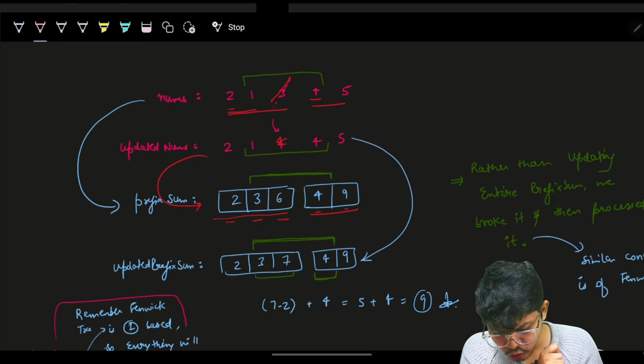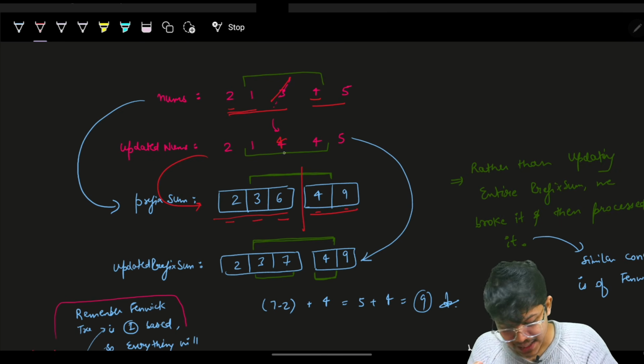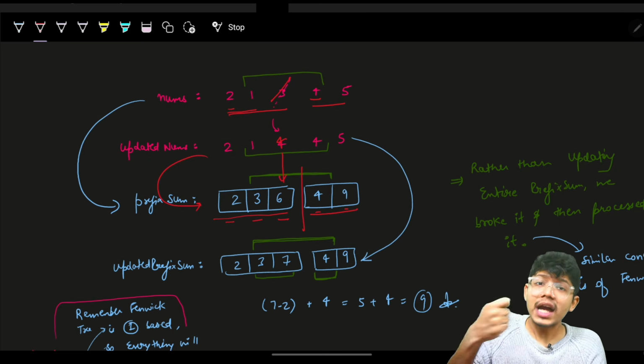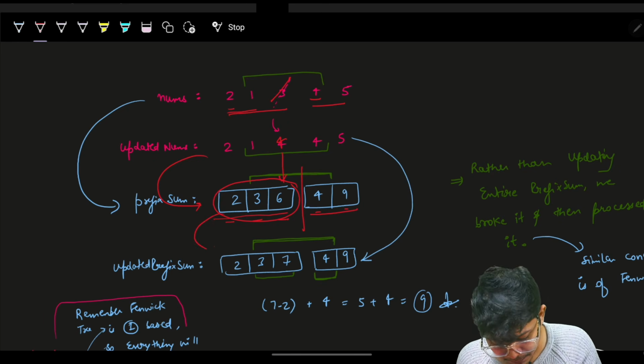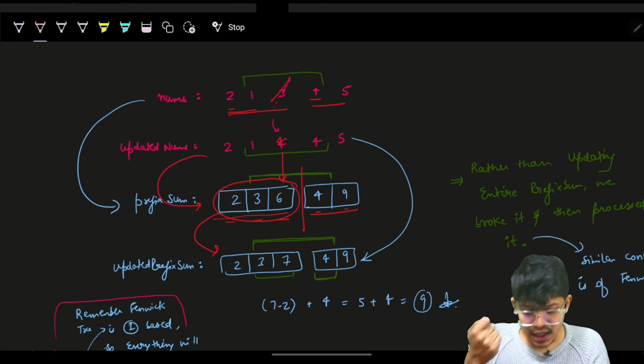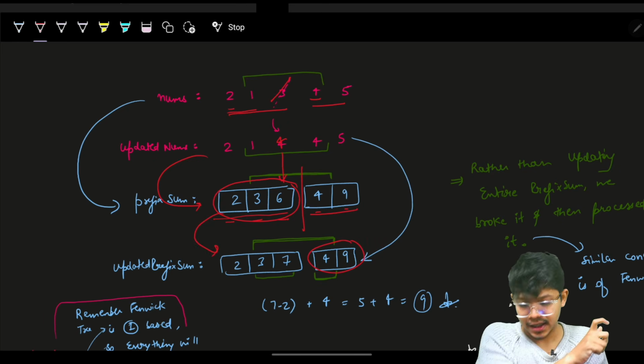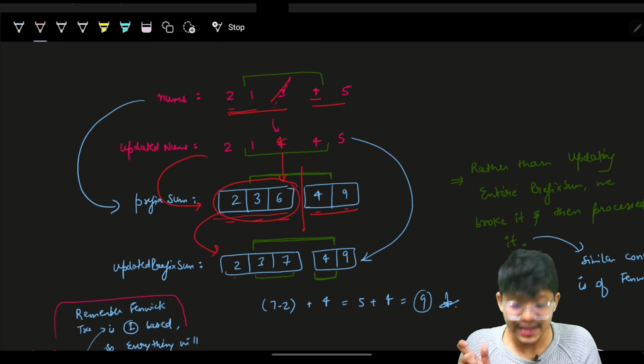But now you know it is broken at this point and you updated this specific element, so you only have to update this specific prefix sum array. That's it. So I'll only update this specific prefix sum array. I will not touch this later part. So what will happen? It will become a 2, 3 and 7.